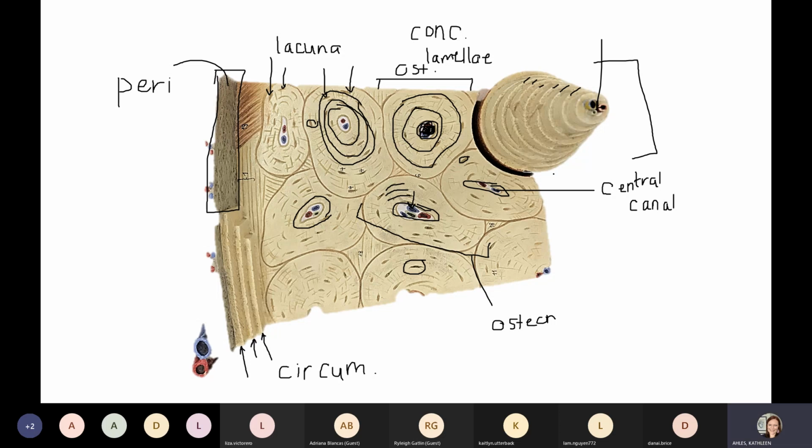How do we feel about this model, looking at it from the top? We'll go to the side in just a moment. But how do we feel from the top down on compact bone?